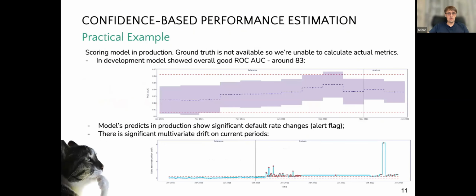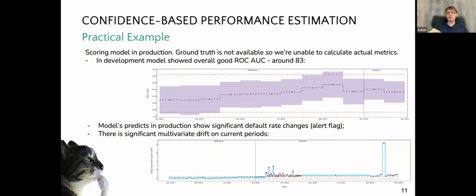And now, here is another practical example. We were working with a classification model in production that lacked ground truth labels, making it impossible to calculate performance metrics in real time. Normally, it would take us about 12 months or even 15 months to gather the necessary data to calculate the model's performance.